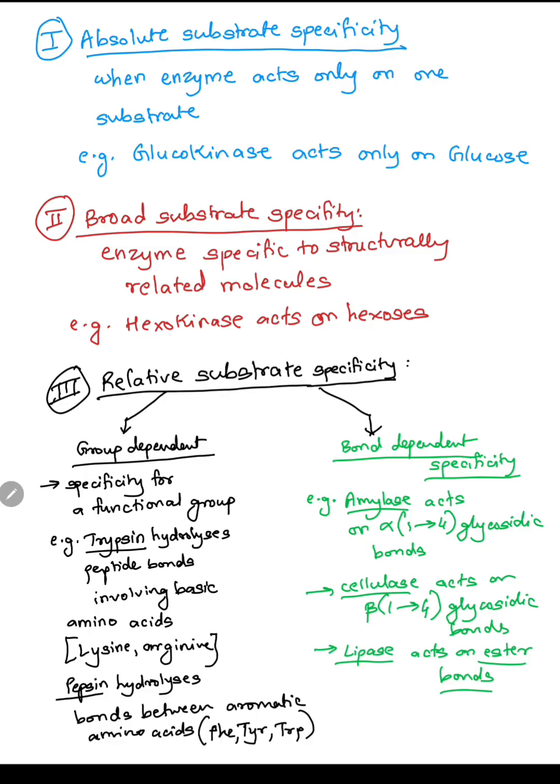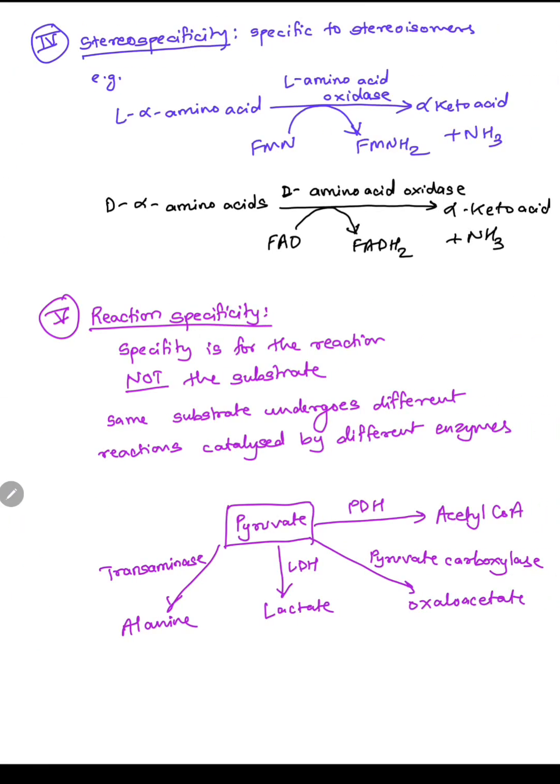like lysine, arginine. Pepsin hydrolyzes bonds between aromatic amino acids, phenylalanine, tyrosine, tryptophan. Or bond dependent specificity, like amylase acts on alpha 1,4 glycosidic bonds, cellulase acts on beta 1,4 glycosidic bonds. The human body lacks the enzyme which breaks beta 1,4 glycosidic bonds, which are present in cellulose. That's why we cannot digest cellulose. Lipase acts on ester bonds.